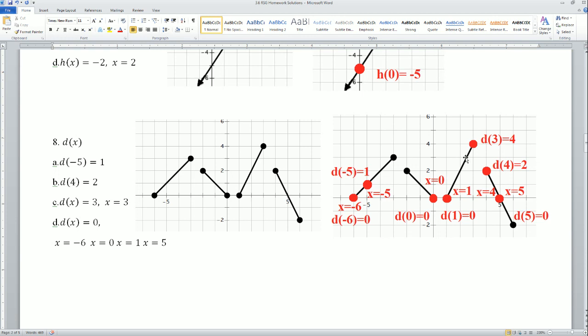Okay, be very careful. When is d of x equal to 0? d of x is equal to 0 at this point, right? So it happens at x equals -6. It happens at x equals 0, x equals 1, and x equals 5. They all have the output here of 0.